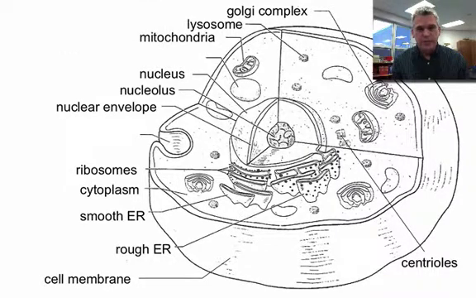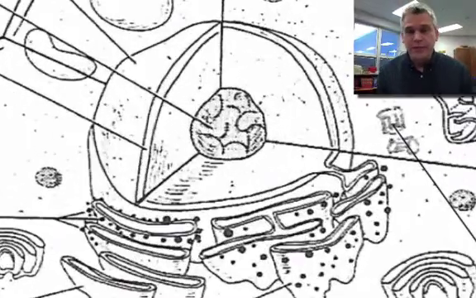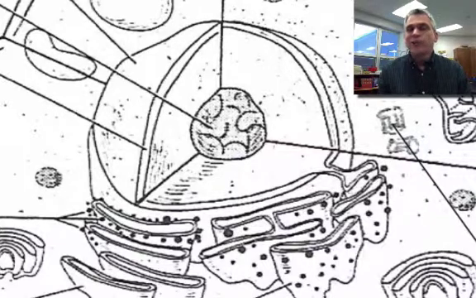This is an animal cell. An animal cell is a type of eukaryotic cell, and all eukaryotic cells contain a nucleus. The nucleus is surrounded by a nuclear envelope, and of course in the nucleus are the chromosomes. Within the nucleus there can also be a smaller structure called the nucleolus, which means little nucleus. These typically will contain RNA.